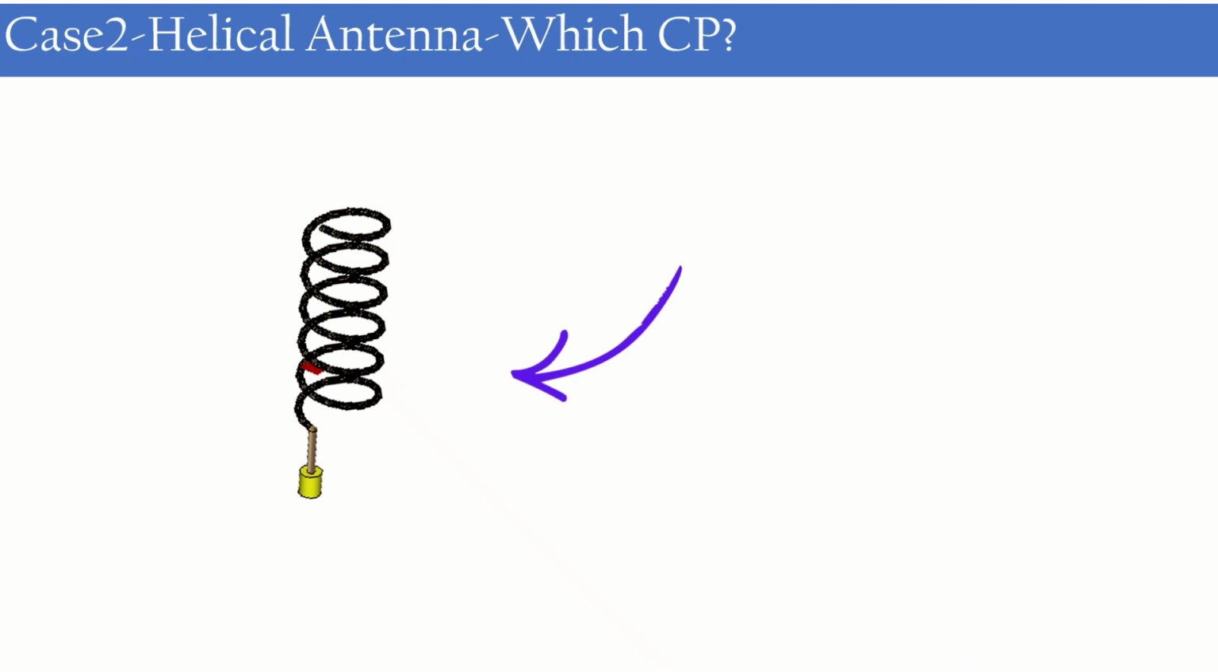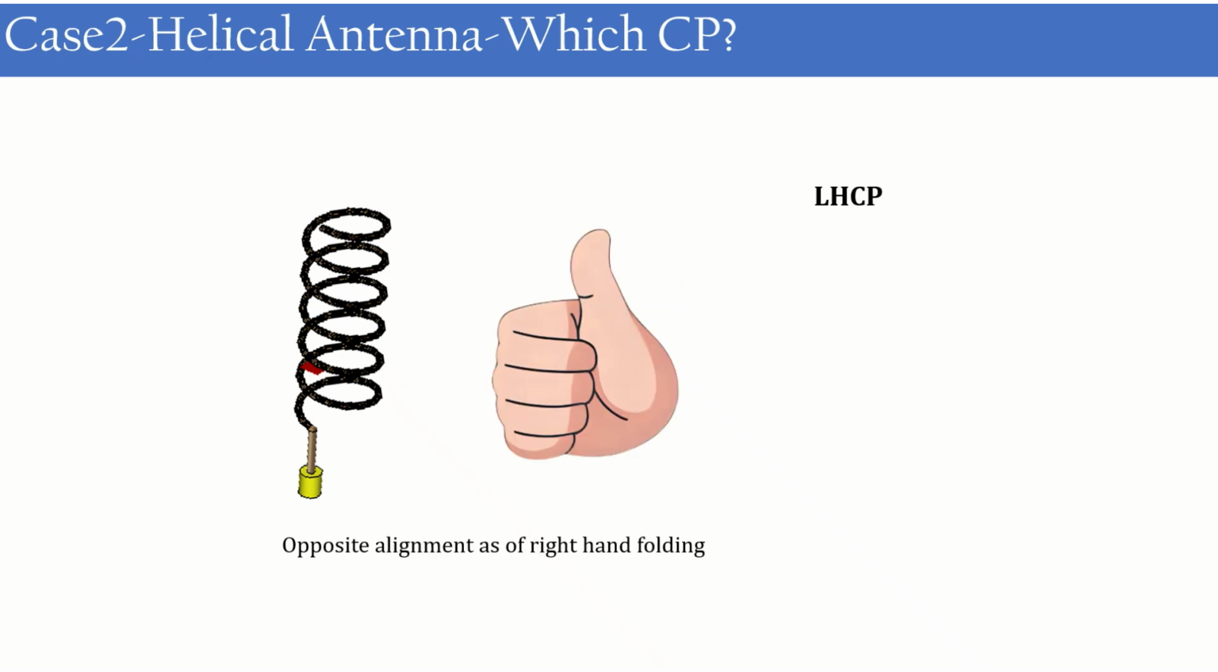To analyze which orientation this is, use the same concept: use our right hand with the thumb in the direction of the propagation and the folding direction in the direction of the coil. Here you can see that my finger folding is in this direction, but the coil is going to fold like this, that is, in the opposite direction. So we can consider this as an LHCP antenna. If the orientation of our hand and the coil are in opposing directions, it can be considered as LHCP.